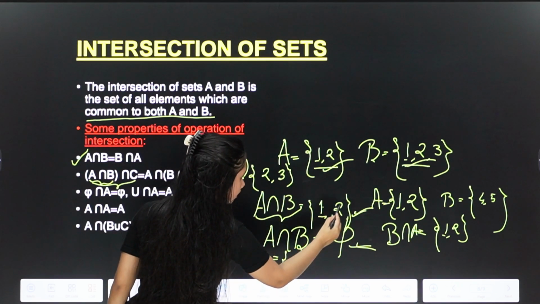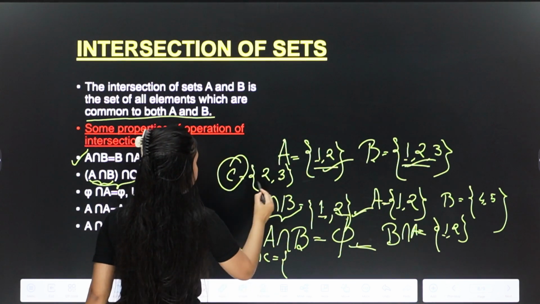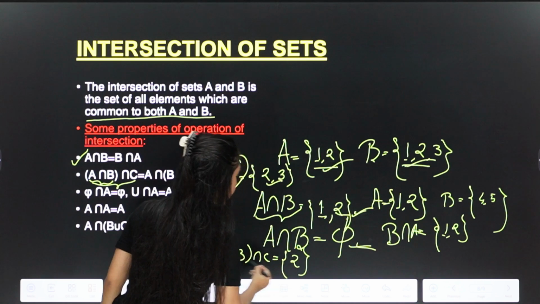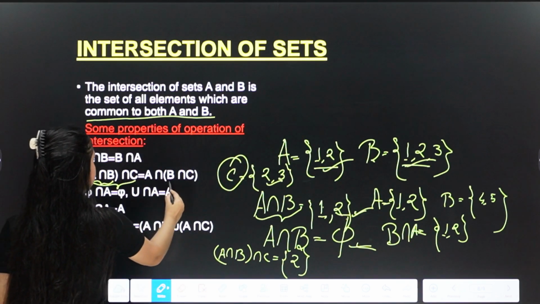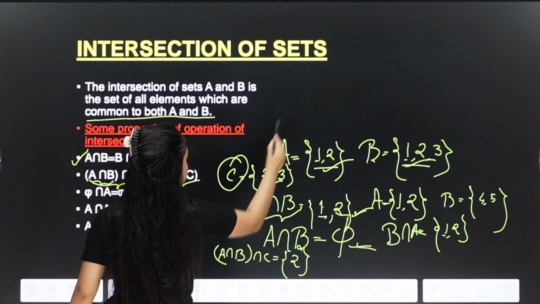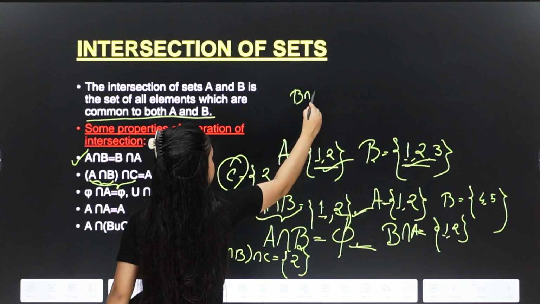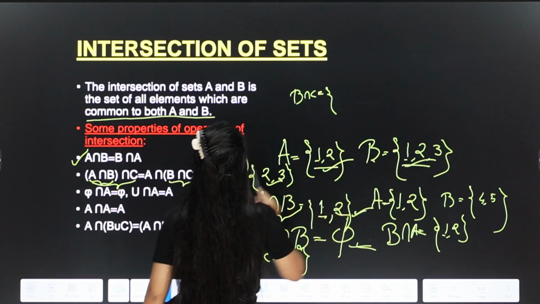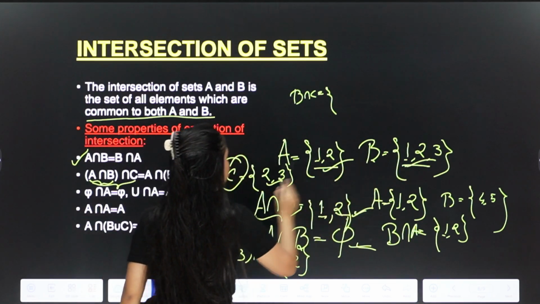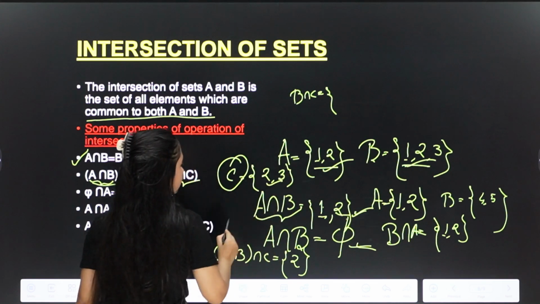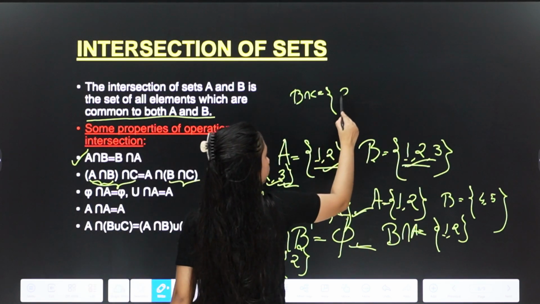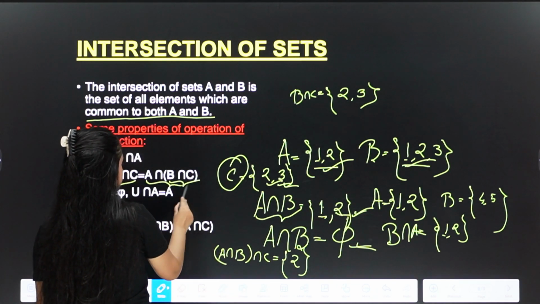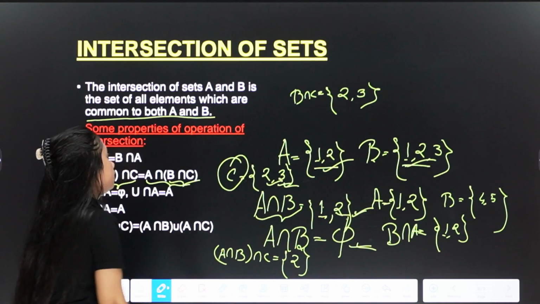So the common element here is 2, and in C the common element is 2, so it will be 2. Again, if we first find this portion, that is B intersection C. So what will be the B intersection C? Here B is 1, 2, 3, here C is 2, 3. So what is the common element between B and C? That is 2 and 3. Then we will solve this portion, that is A intersection B intersection C.